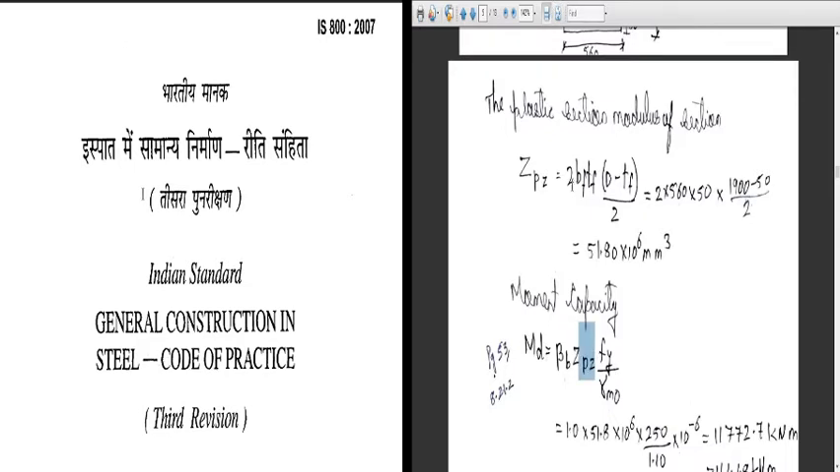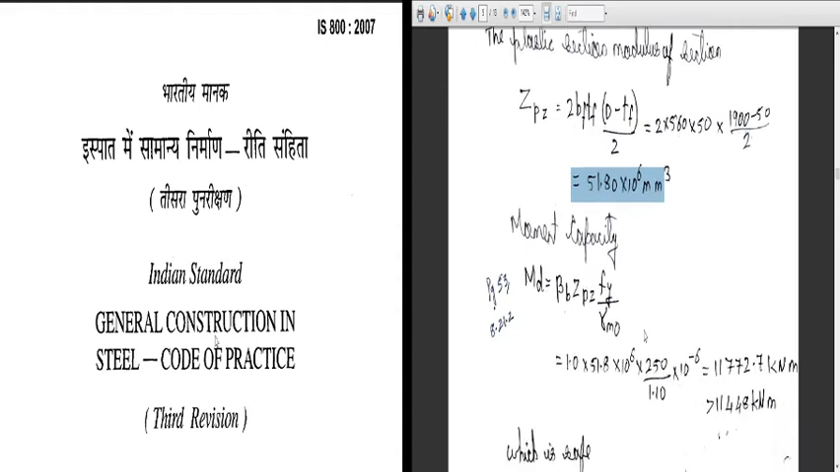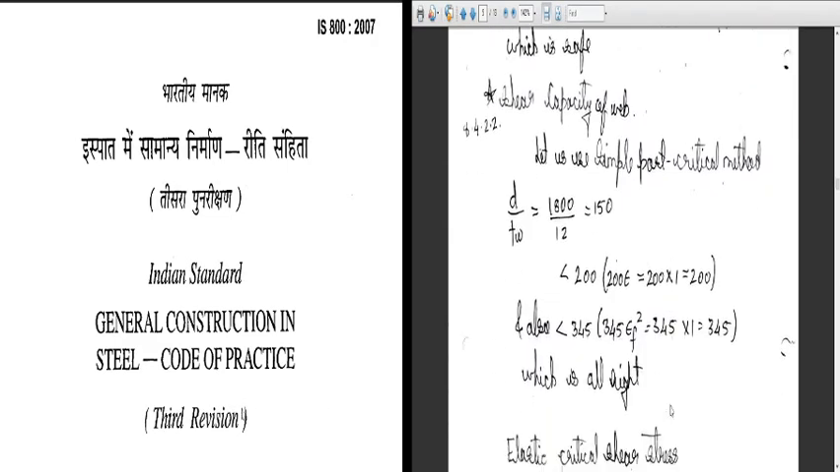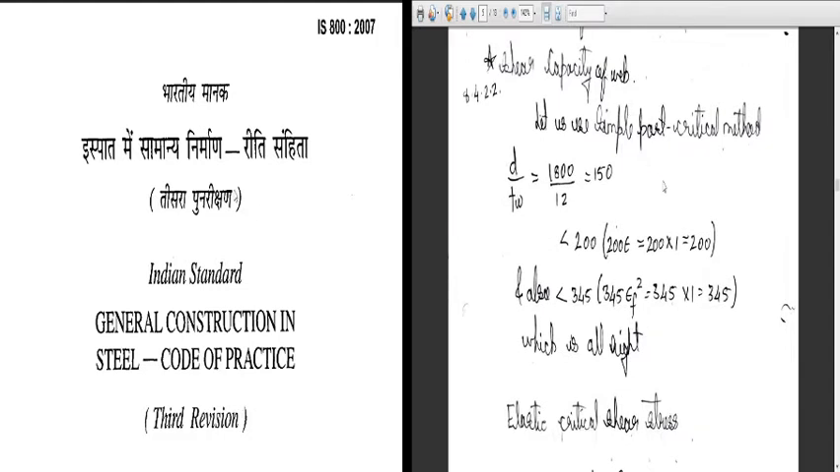Zpz was computed according to the formula 2 bf tf into (d minus tf) divided by 2, and it worked out to be 551.80 into 10 raised to 6. Fy was 250 and gamma m0, according to Table number 5 of IS 800 2007, is 1.1. So we got the moment capacity as 1172.7 kilonewton meter, which was greater than the computed bending moment. Hence, it was safe. Now, today we shall see the next check, that is the shear capacity of the web.